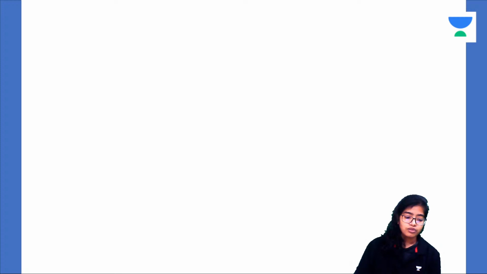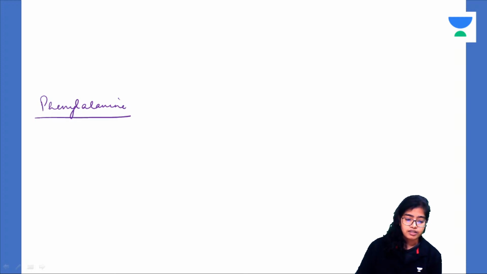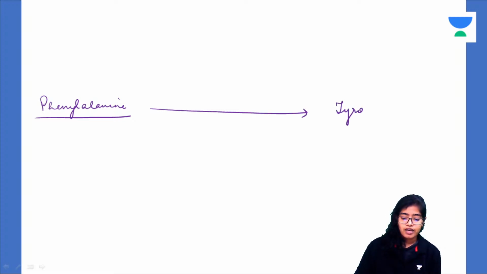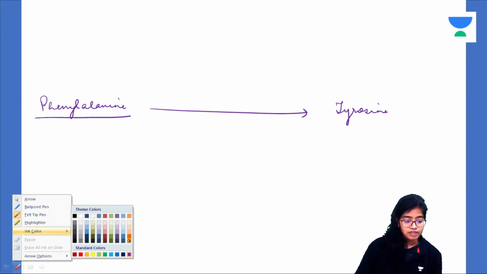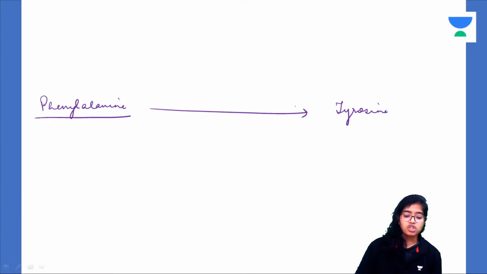For that, you have to see how phenylalanine is handled. Is phenylalanine an essential or non-essential amino acid? Tell me, and is tyrosine essential or non-essential? Phenylalanine is an essential amino acid, which changes to tyrosine, a non-essential amino acid. Tyrosine can be made inside our body, whereas phenylalanine is required in the diet.